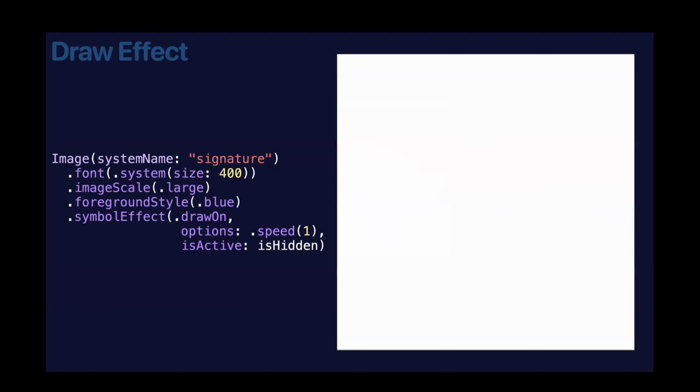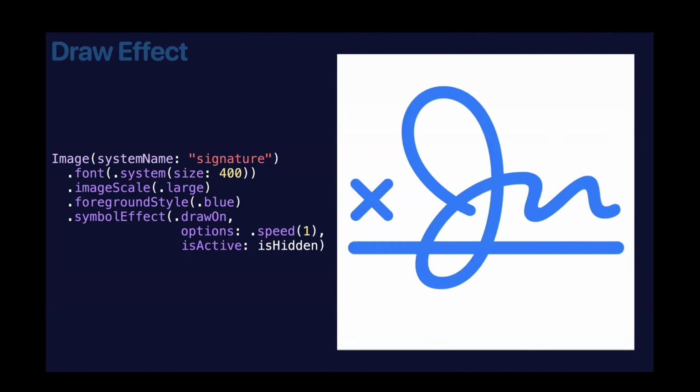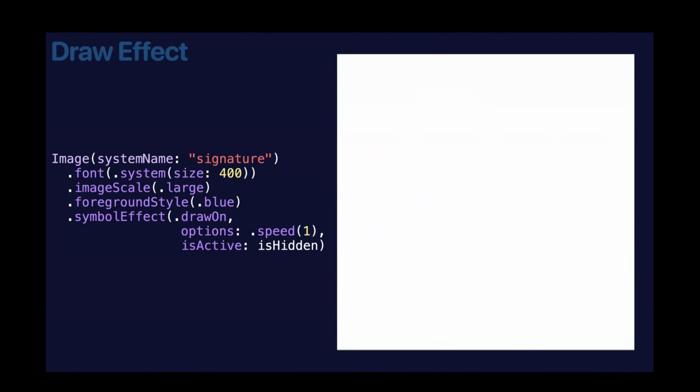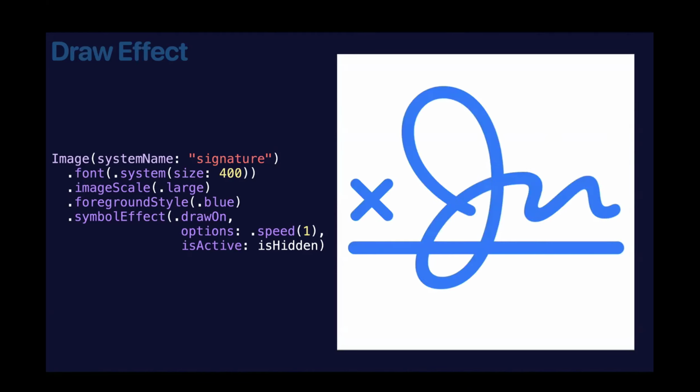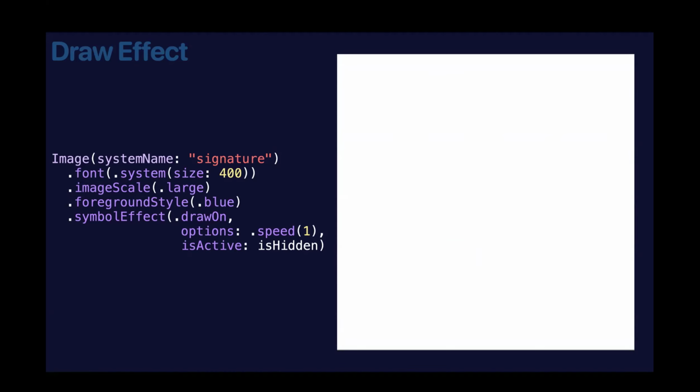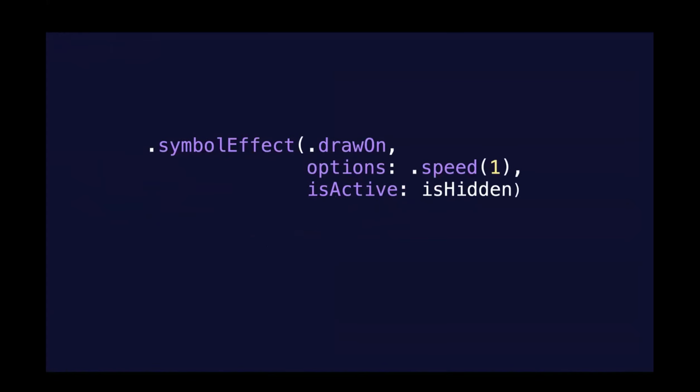So let's look at some code. Here I have a signature SF Symbol. If we take a look at that, it just draws itself like pen to paper. This is using, of course, the draw on symbol effect, and it's using a playback option called by layer. What by layer does, I'll just replay that, is it offsets each layer in terms of the timing. It plays each layer with a slight offset, which creates a really nice look. You can also control the speed and whether it's on or off the screen is active.